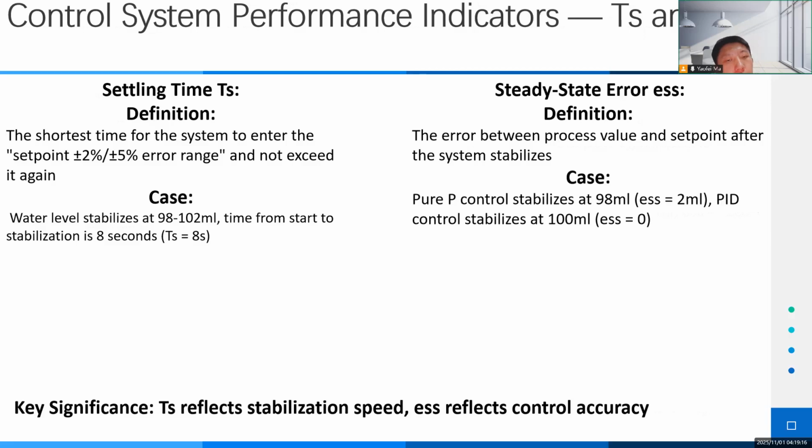ESS is the error left after the system is fully stable. Example: if you only use P control, no I or D, the water stabilizes at 98. ESS is 2. With full PID control, it stabilizes at 100. ESS then is 0. ESS shows how accurate the system is.